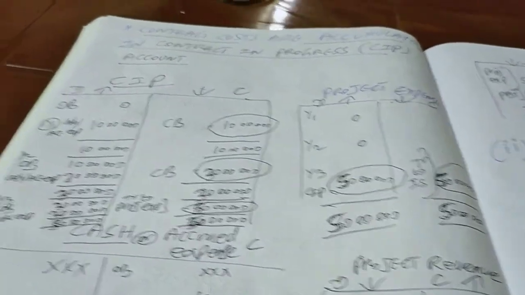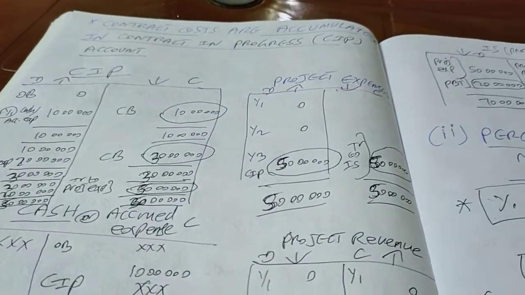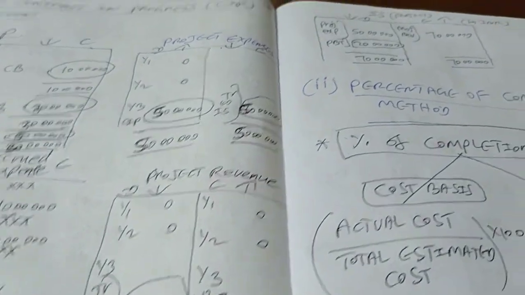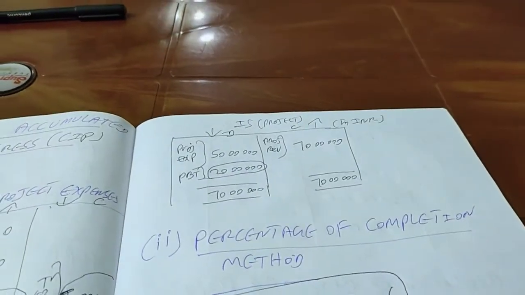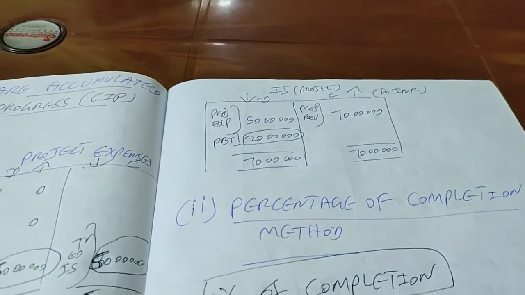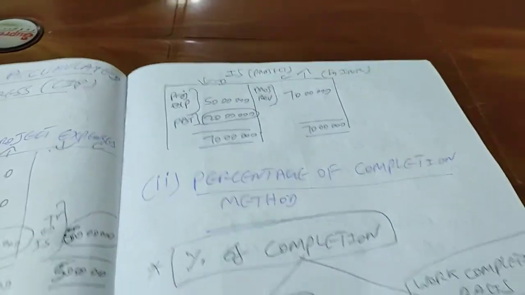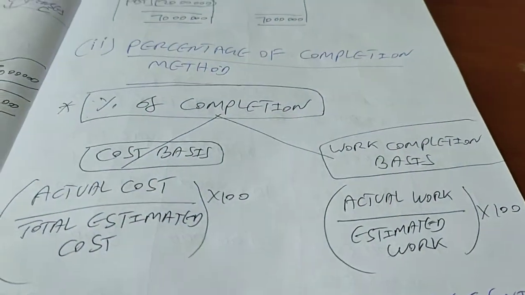At the completion of the contract, you will transfer the amount of expense to project expense, you will recognize project revenue, and then you will put that amount in your income summary, and then you will close the account, right? So this is the completed contract method. The next method is the percentage of completion method.